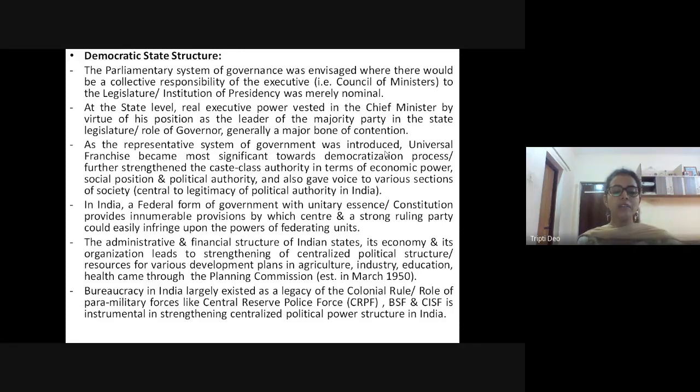The administrative and financial structure of Indian states, its economy and its organization led to the strengthening of centralized political structure. Resources for various development plans in agriculture, industry. Initially, there was a planning commission that was established in March 1950, and funds, economic plans, and financial and administrative structures were coming through the planning commission. Bureaucracy in India largely existed as a legacy of the colonial rule.